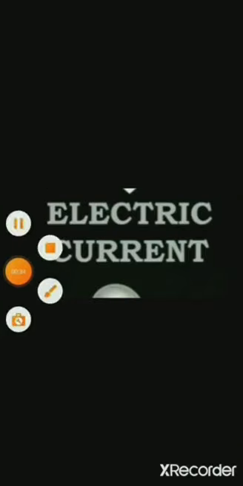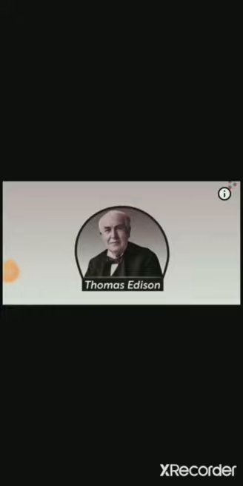Next topic, electric current. Thomas Edison introduced electric current. What is electric current? Electric current is the rate of flow of electrons in a conductor. The SI unit of electric current is the ampere. How will the fan work? The fan will work by using the current. Every day we use these electric things, fan and light. It is most important for our daily life.